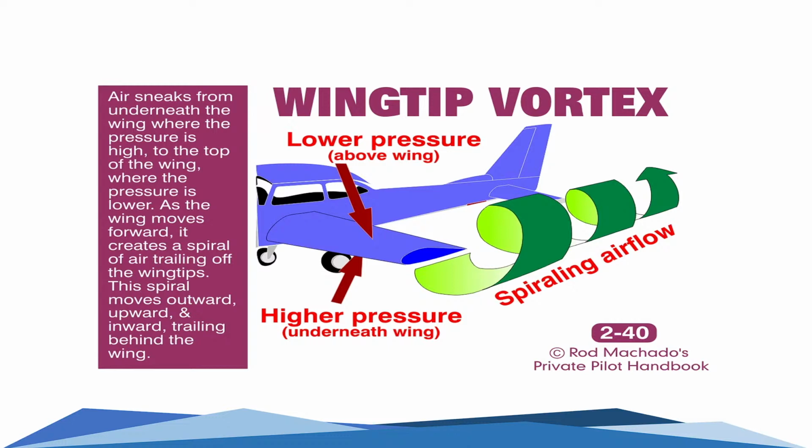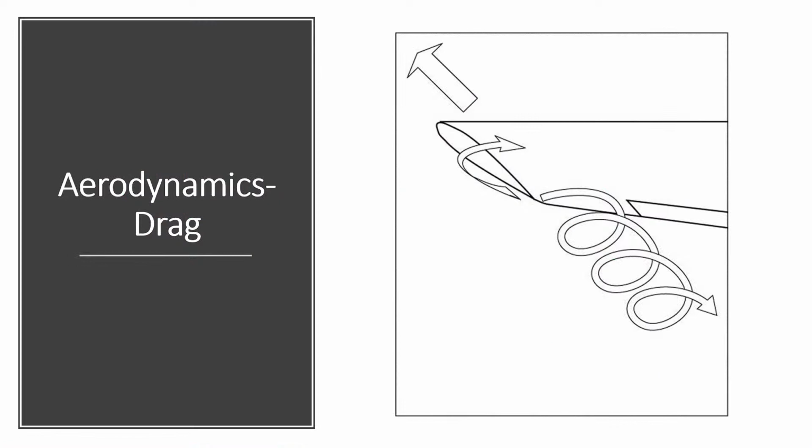So the reason why this is important, and here's another view of that as well, just to give you an idea of what it looks like. The reason why this is important is that wingtip vortices create this hazard called wake turbulence.